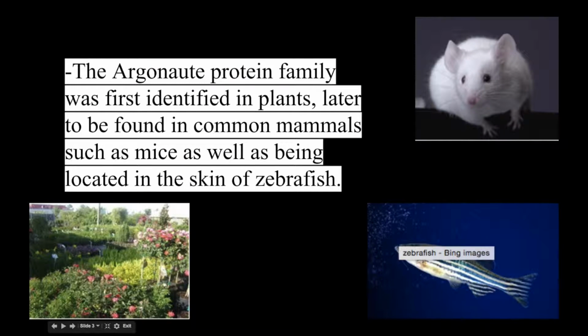So the Argonaute protein family was first discovered in plants. This was in the cells of the plant walls, and they were generally used for structure. Later, the same protein was found in common mammals, such as the house mouse, inside of their livers, and then furthermore, even into various types of fish, primarily studied in the skin cells of the zebrafish.